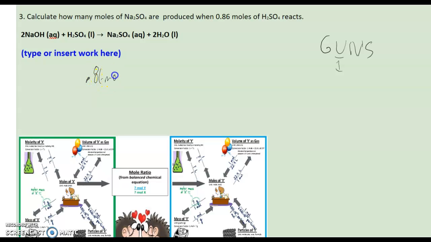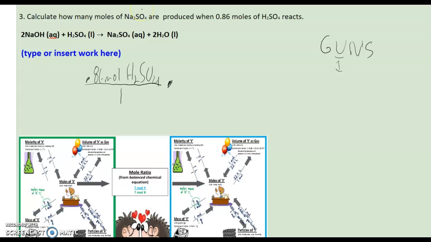0.86 mole H2SO4 over 1. Phew. All right, put a 1 under it. That's why I did that. Now, what is this actually asking me? What it is saying is that if I have this many moles of H2SO4, how much of this can I make? How much of this can I produce? And so let's figure it out.